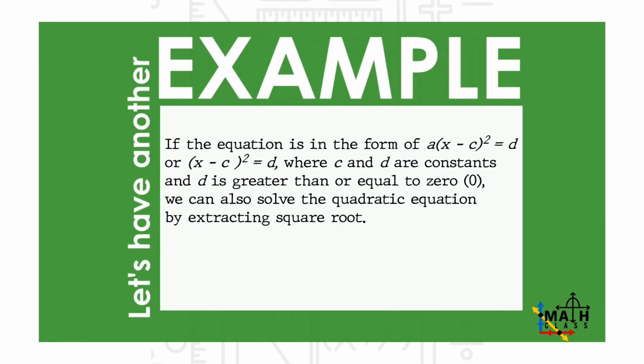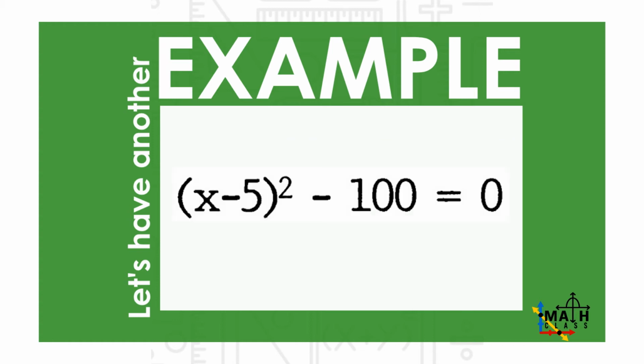If the equation is in the form a times the quantity x minus c squared equals d, or the quantity x minus c squared equals d, where c and d are constants, and d is greater than or equal to 0, we can also solve the quadratic equation by extracting the square root. For example, the quantity x minus 5 squared minus 100 is equal to 0.